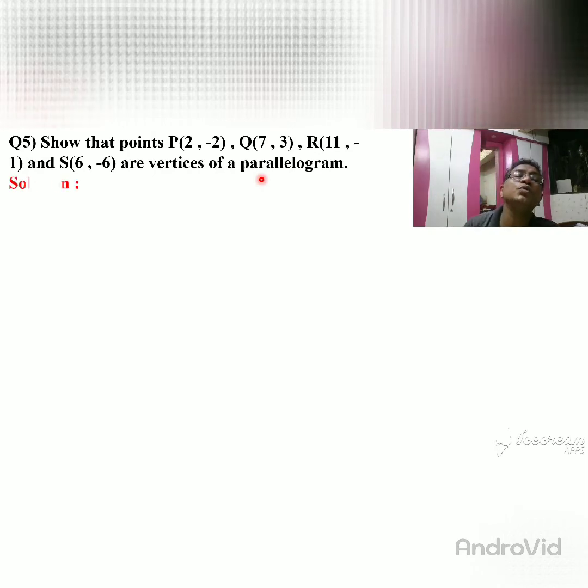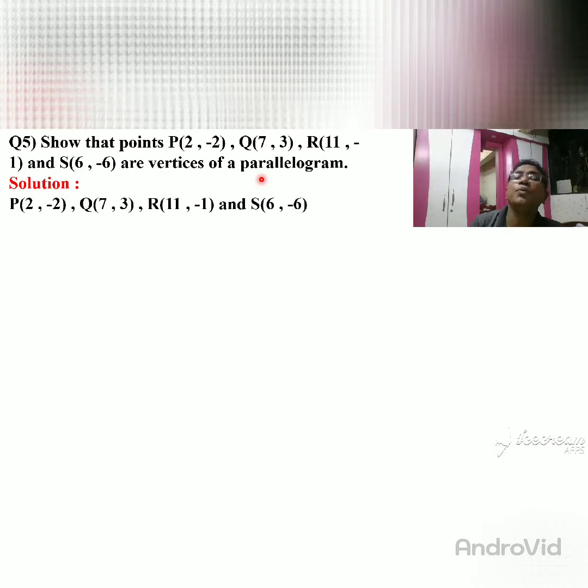So here we are using the distance formula. First, using the distance formula, we write the points. I already explained in yesterday's lecture: in the bracket, the first number is always the x. So P point is 2 and minus 2. So 2 is the x coordinate and minus 2 is the y coordinate.